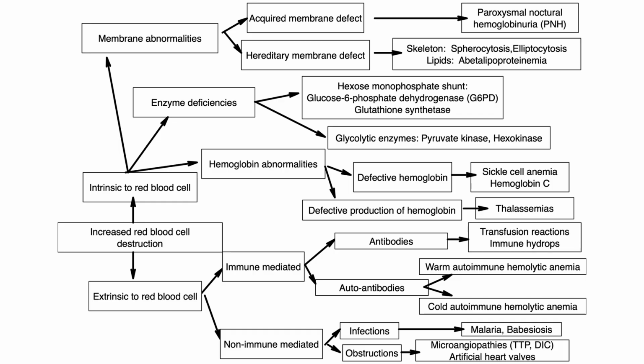differential. So with increased red blood cell destruction, that can be from things that are intrinsic to the red blood cell, i.e. the red blood cell itself, or extrinsic to the red blood cell. So if it's extrinsic to the red blood cell, it's usually either immune-mediated or non-immune mediated. If it's immune-mediated, it can be antibodies or it can be autoantibodies. If it's antibodies, that occurs in things like transfusion reactions, immune thrombocytopenia. Autoantibodies are of the warm autoimmune or cold autoimmune hemolytic type.